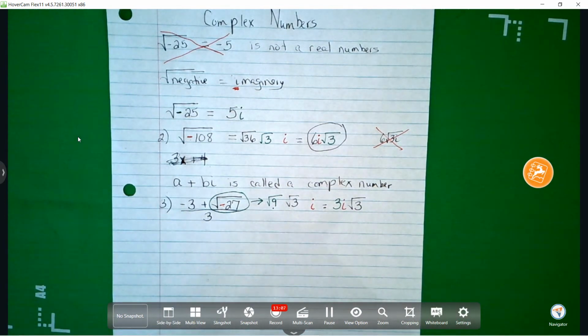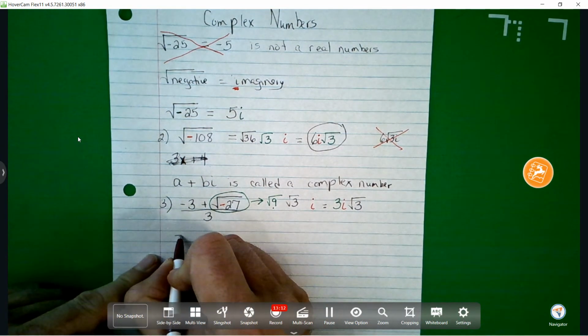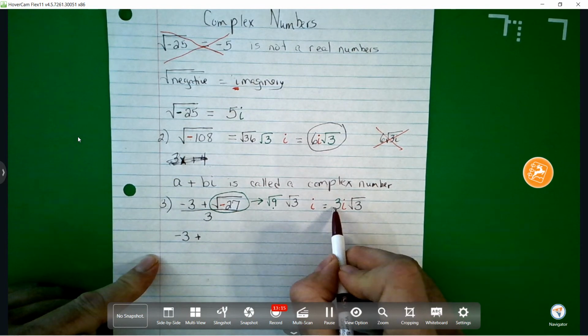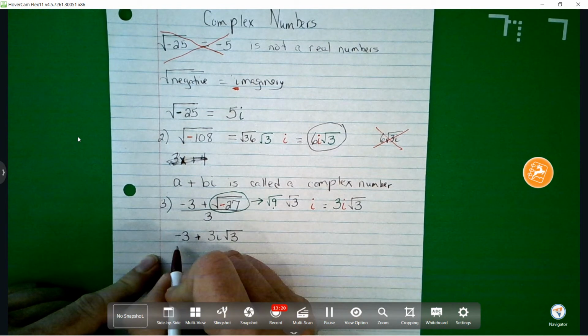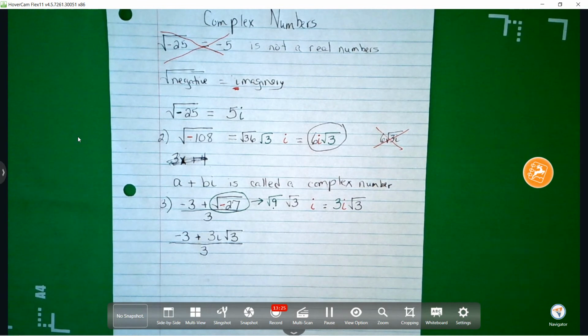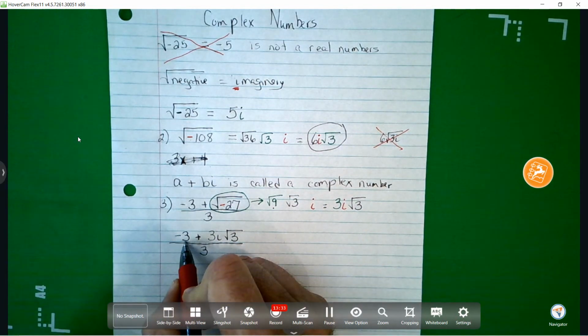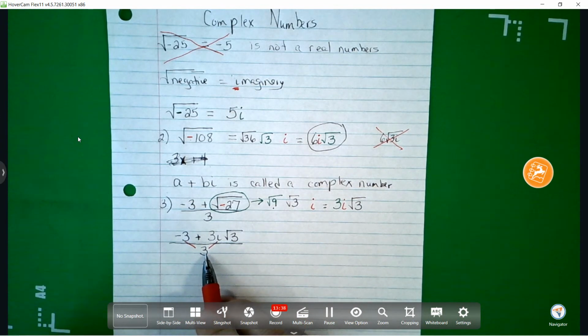So to get started, you simplify the square root. Now let me rewrite this. Negative 3 plus 3i square root of 3 all over 3. Now, most of you have a feeling that we can cancel something, and you're right. But you separate like this. When there's just one number on the bottom, you don't just cancel this 3 with one of these 3s. You're going to cancel it with both of them.